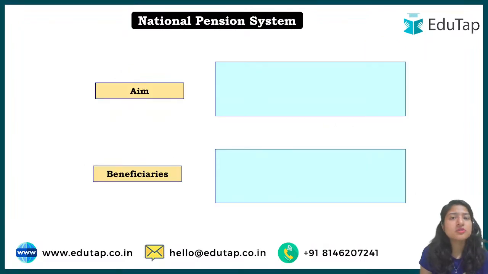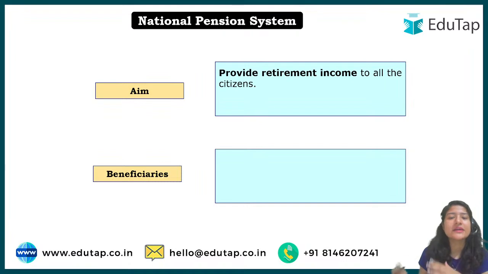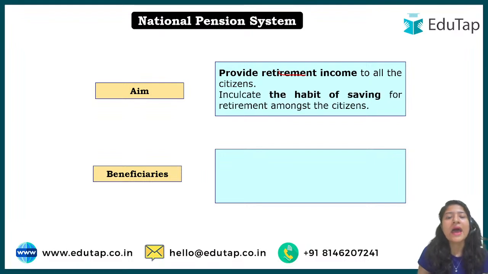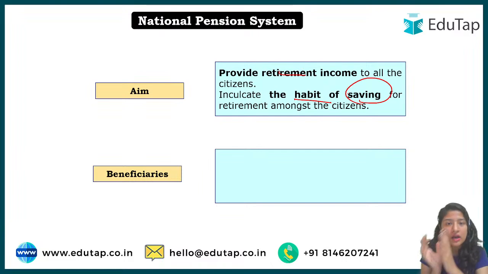Coming to the aim, this is again the same aim which we understood about APY. So what is it? That is to have a source of income once you reach the retirement age. Basically, when you reach the retirement age, of course your body does not cooperate with you to work, and you need to work to get money, right? So that is why you save during your working days, so that once you reach the retirement age, you have this source of income.